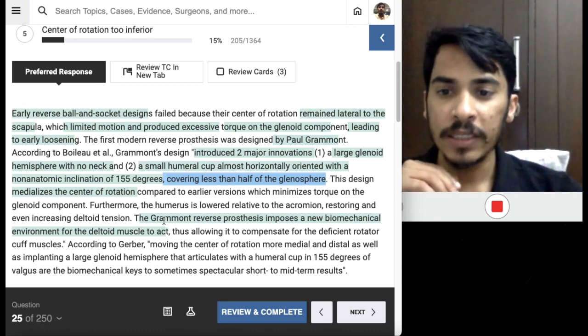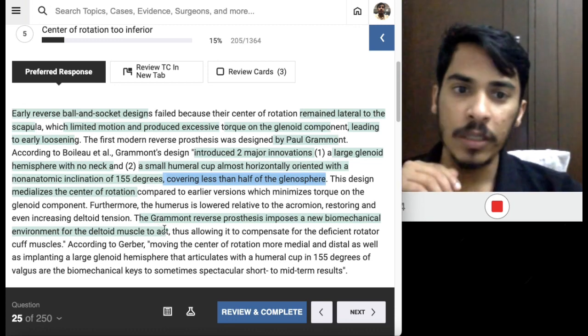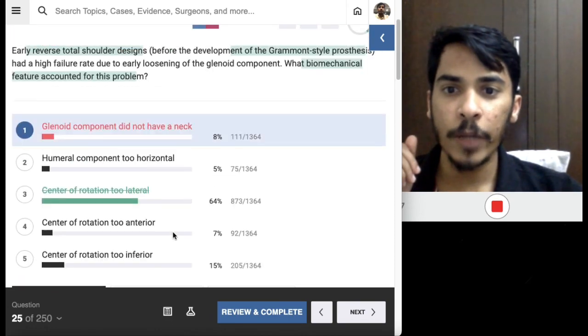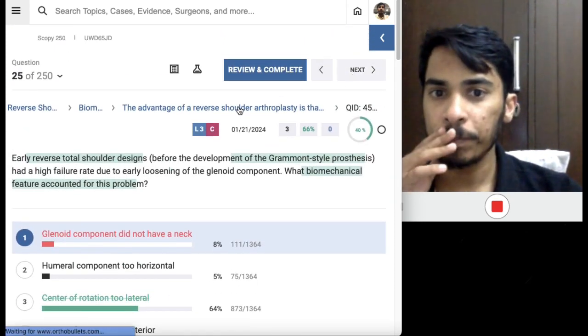So we have to understand the Grumman's modification. So it led to the improvement in the biomechanical property of the RSA.